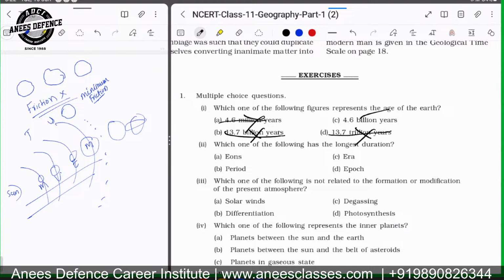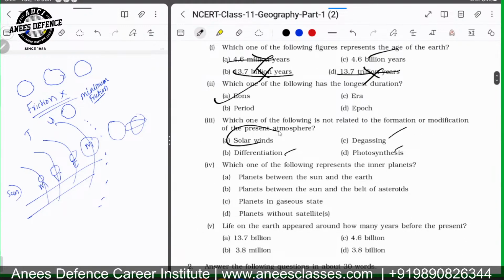Which of the following has the longest duration? Eon. Which of the following is not related to the formation or modification of the atmosphere? Degassing, photosynthesis, all except solar winds. Which of the following represent the inner planets? Not between Sun and Earth, but between Sun and the belt of asteroids, right? So these are related to the inner planets.